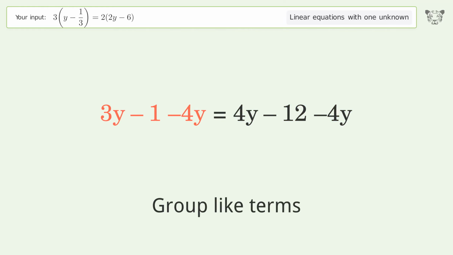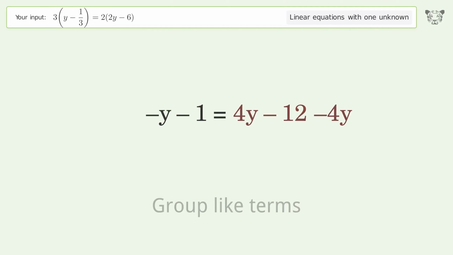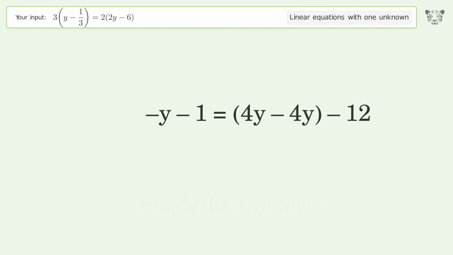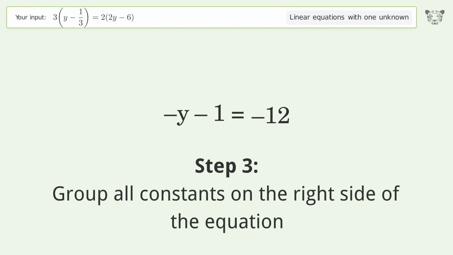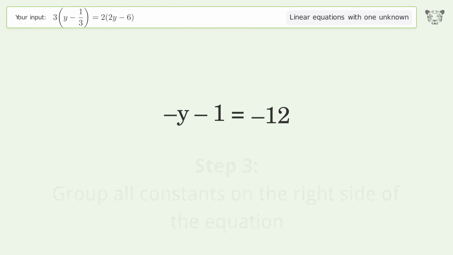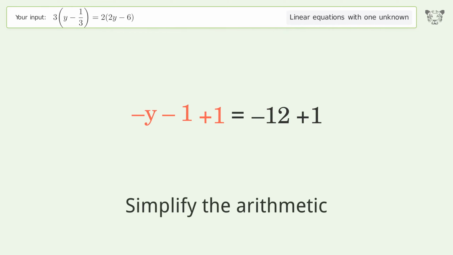Group like terms. Simplify the arithmetic. Group like terms. Simplify the arithmetic. Group all constants on the right side of the equation. Add 1 to both sides. Simplify the arithmetic.